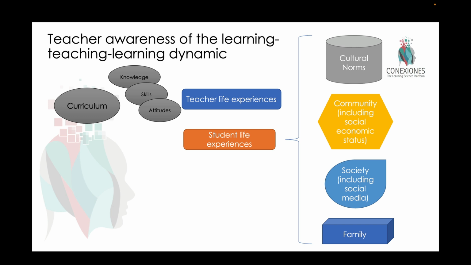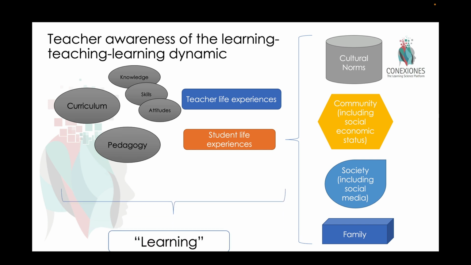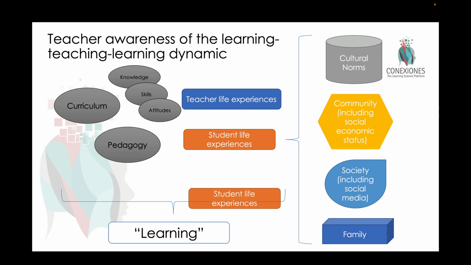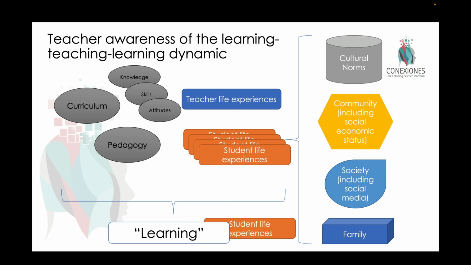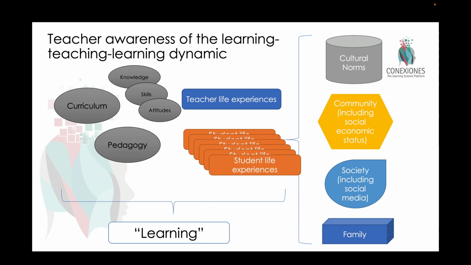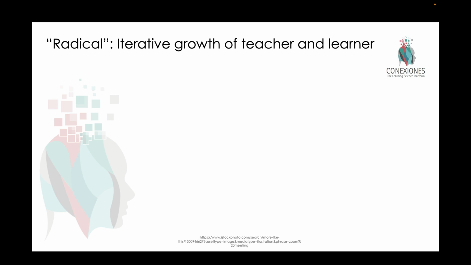What we oftentimes fail to do, especially when we're looking at neuroscientific studies that look at single brains at a time, is that we're forgetting that that pedagogical process doesn't just naturally lead to learning, right? Mainly because, this is the radical part of the whole idea, it's not just one student. There are dozens of students in our class, and those multiple different types of students influence each other. They influence you. So radical means this iterative growth between the teacher and the learner.